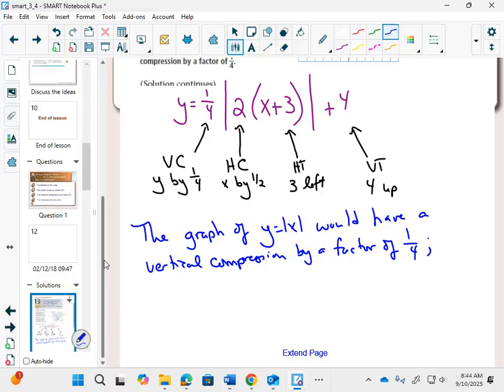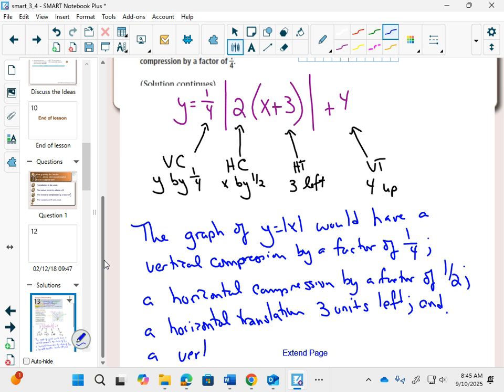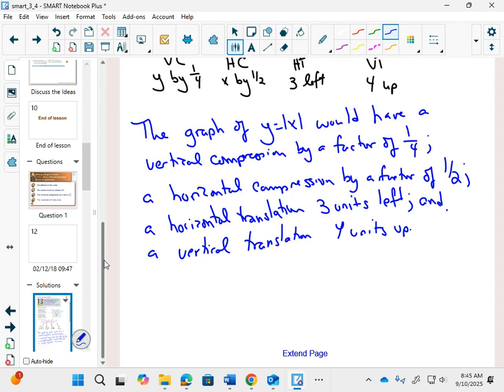Would have a vertical compression of a factor of 1/4, a horizontal compression by a factor of 1/2, a horizontal translation three units left, and a vertical translation four units up. Whew.